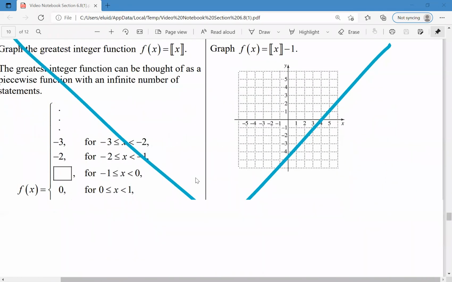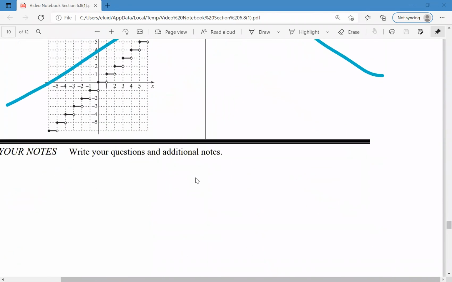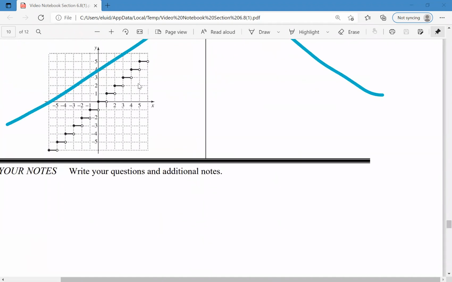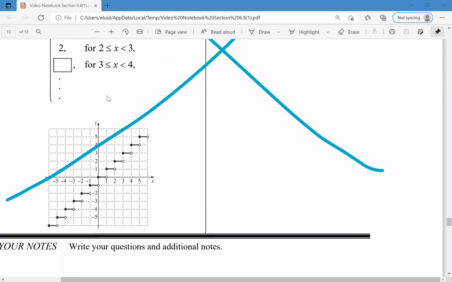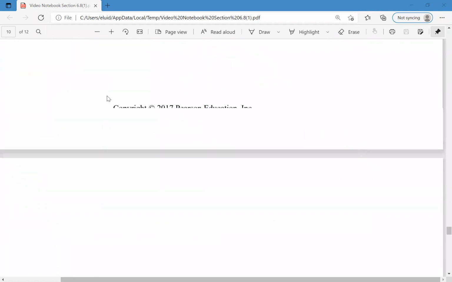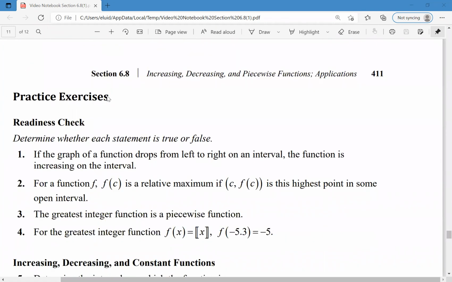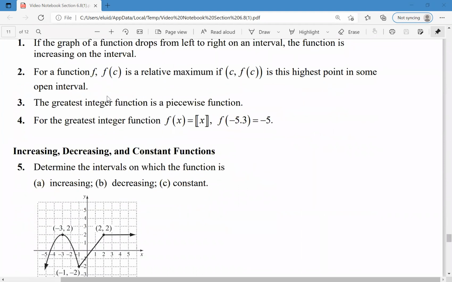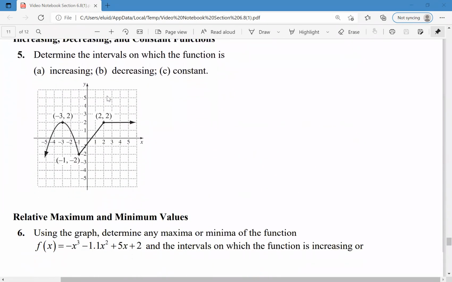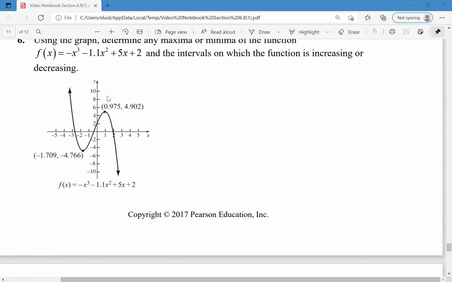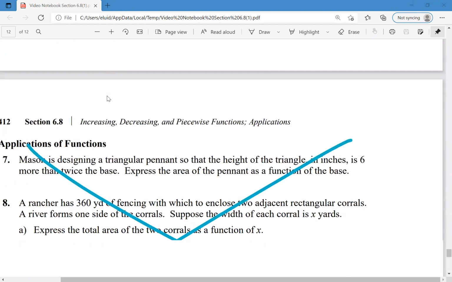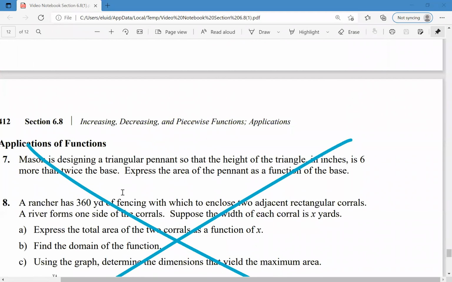And now we get to scroll past some crossed out stuff. There are these funky graphs called the greatest integer function. They are interesting. I don't think they're that hard, but we don't do them and it's fine. Then we get to the practice exercises, and I'm going to leave those undone for now. I think the goal here was to go through the notes that we would have done in class if we had enough time.